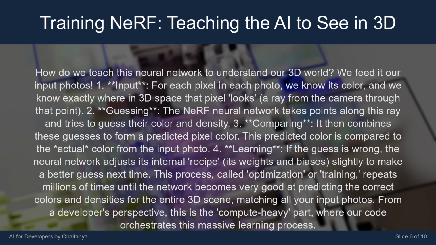This process, called optimization or training, repeats millions of times until the network becomes very good at predicting the correct colors and densities for the entire 3D scene, matching all your input photos. From a developer's perspective, this is the compute-heavy part, where our code orchestrates this massive learning process.